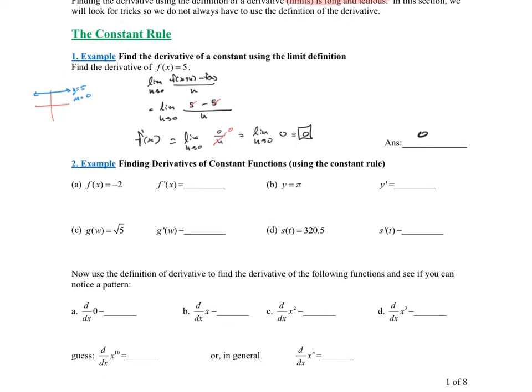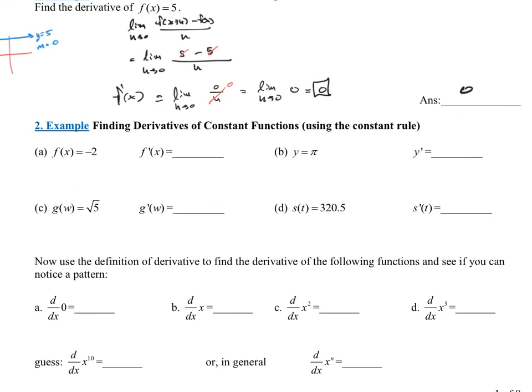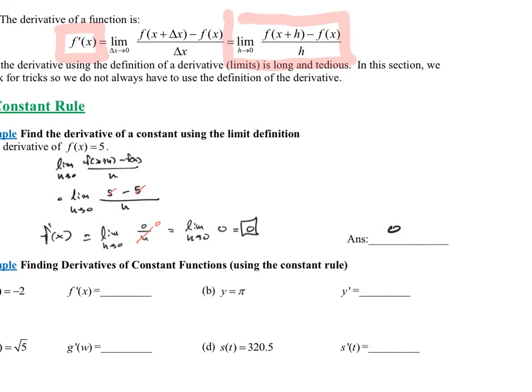So let's look at the next problem right here. It says find the derivative of constant functions using the constant rule. The constant rule being what we just determined, that the derivative with respect to x of any constant is 0. Or you could say f prime of x when f of x equals c, any constant, equals 0. Okay? That's the constant rule.